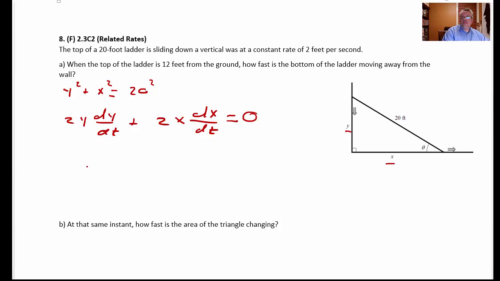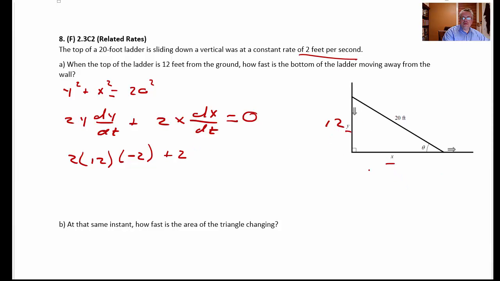Now we're in the part where we plug things in. So, okay, so 2 times y. Well, what was y? The ladder was 12 feet from the ground. So we know y is 12. So 2 times 12. It's slipping at a constant rate of 2 feet per second. That's how fast it's slipping down the wall. So that's dy/dt. And we're going to put -2 because it's decreasing. y is getting smaller. All right, plus 2 times x.